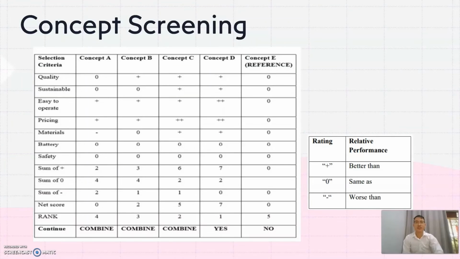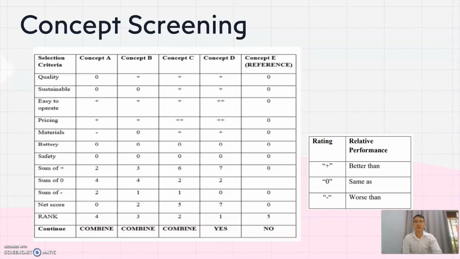The aim of concept screening is to examine the concepts which can fulfill the voice of the targets or customers. Concept E will be set as reference. All the concepts will be compared to the reference concept. Better than will be plus, worse than will be minus, and 0 if it is similar. From this table, we can see that rank 1 is concept D, concept C is 2, concept B is 3, and the last is concept A.